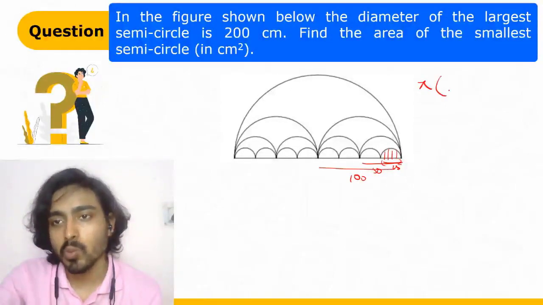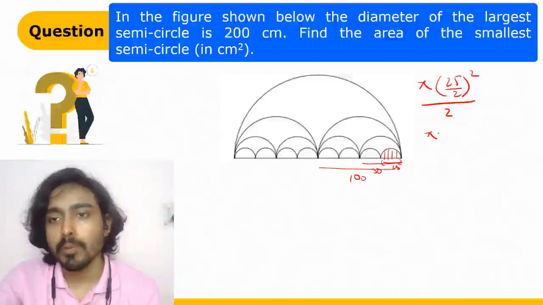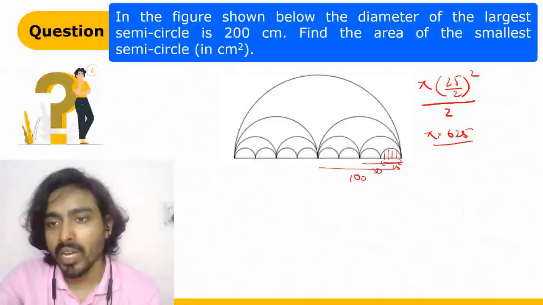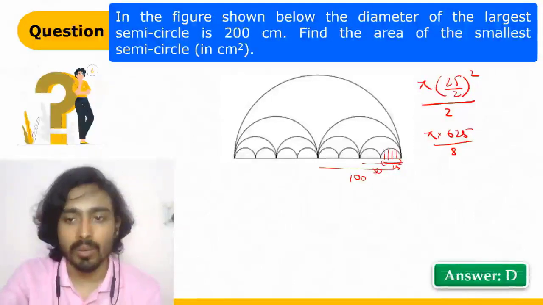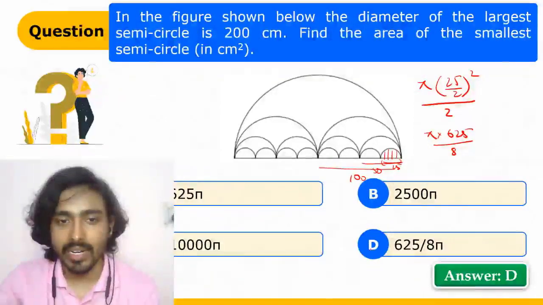So this is pi r square, 25 by 2 whole square, and then divide by 2 because it is a semicircle. So this will be pi into 625 upon 8. Let's look at the options. Yeah, so that is the right answer. This pi is in the numerator, right?